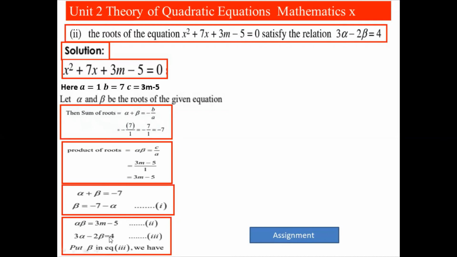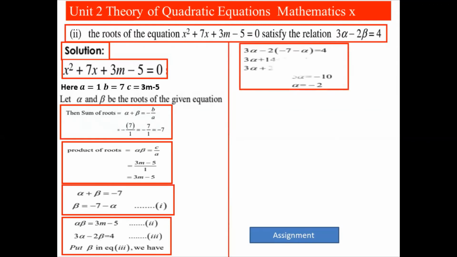This is given and we write this equation as equation number 3. So now put value of beta in equation 3. We have 3 alpha minus 2 into minus 7 minus alpha is equal to 4. By multiplying this value by minus 2, we have 3 alpha plus 14 plus 2 alpha is equal to 4.